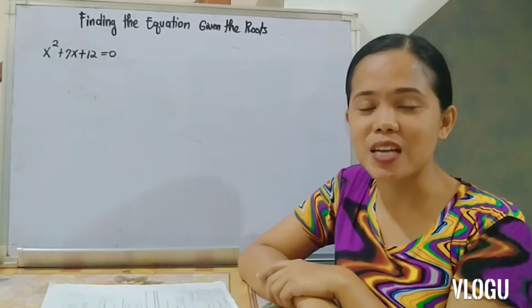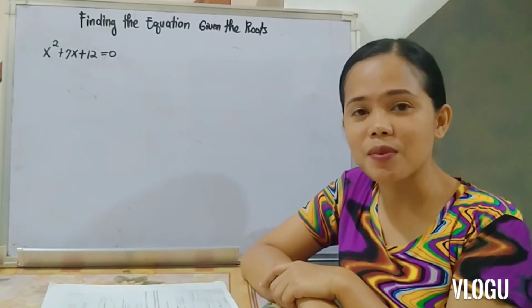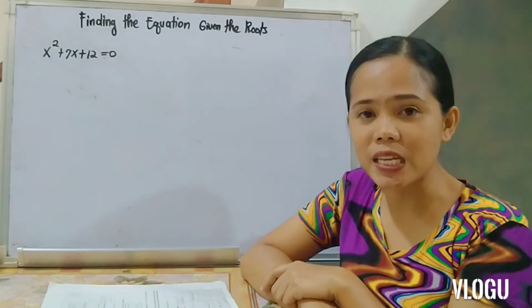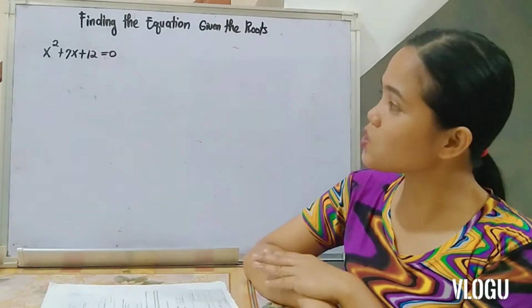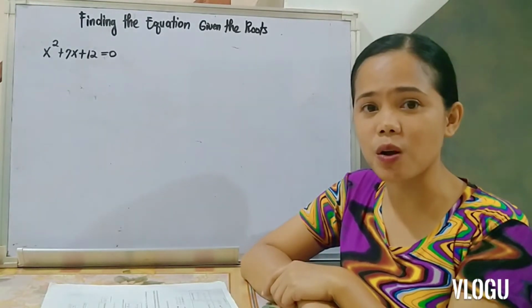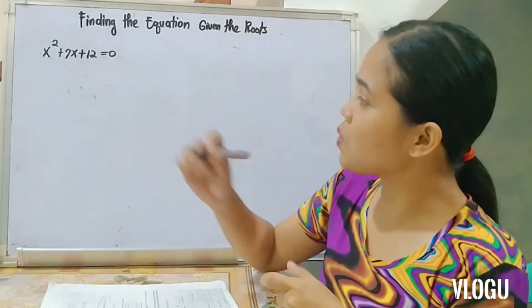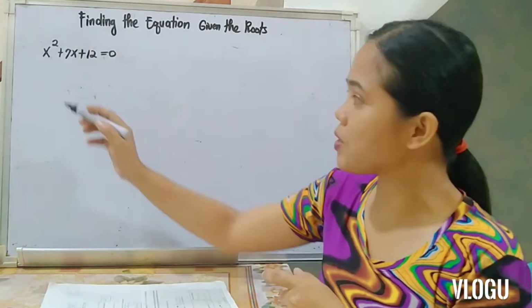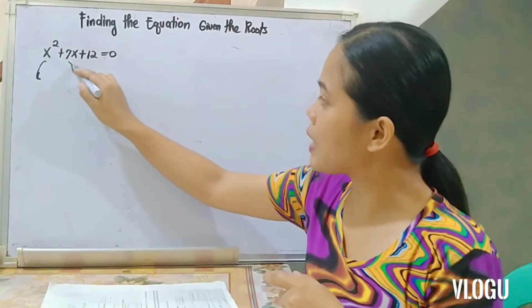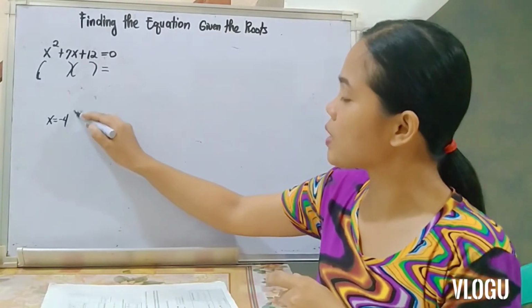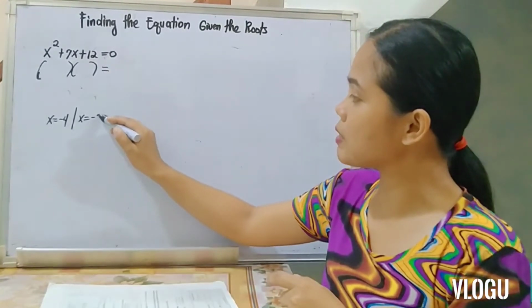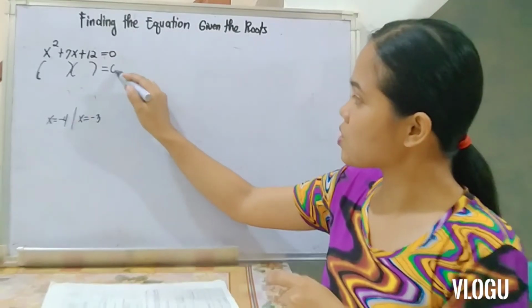In connection to the topic earlier, this time, given the roots, we will be finding the quadratic equation. So we have the equation again, x squared plus 7x plus 12 equals 0. We already know that when we solve this by factoring, we can get the roots x equals negative 4 and x equals negative 3. Okay, so just a quick review.